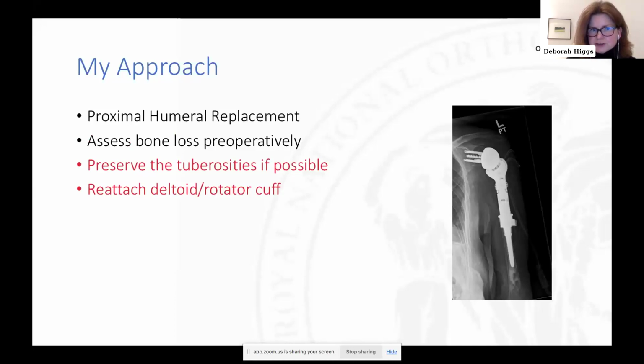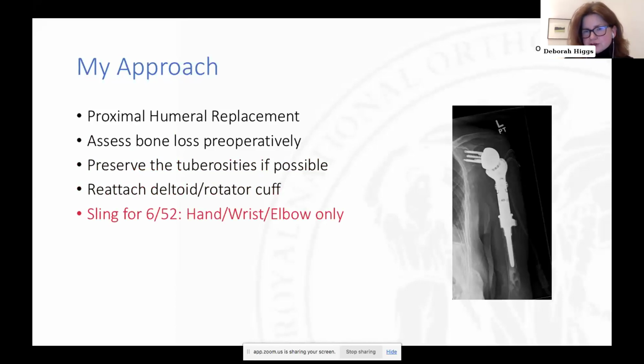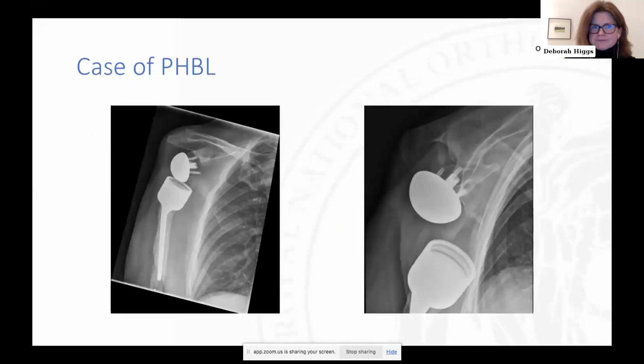I try and preserve the tuberosities if possible, although in reality, particularly in a re-revision setting, that's often not possible, they're not present. And the same is true of the rotator cuff. If the deltoid insertion is involved, then I do try and reattach it to the prosthesis. I go very slow post-operatively with these patients. They're in a sling for 6 weeks with hand, wrist, and elbow exercises only. And at 6 weeks, when they do come out of the sling, it's slow and gentle physiotherapy rather than a particular target in mind.